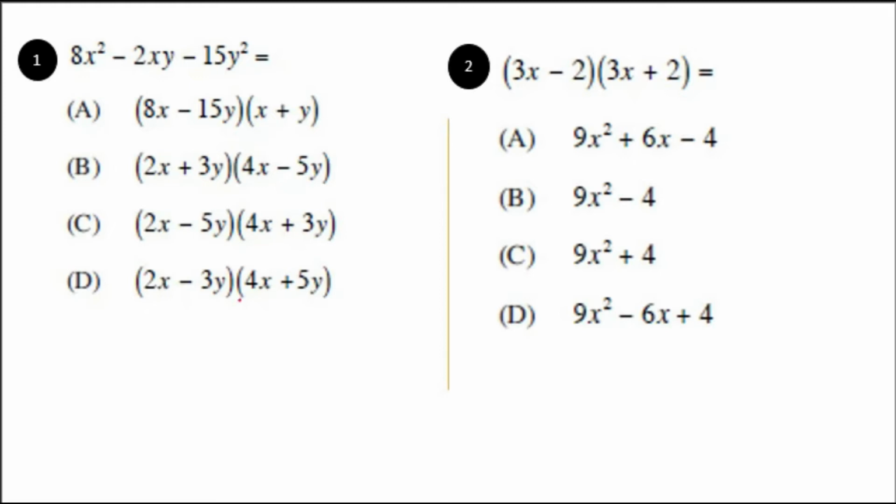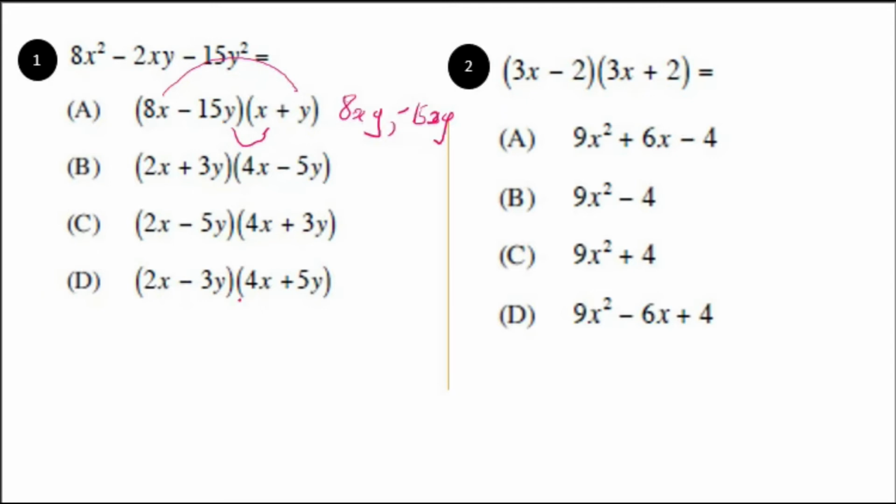The middle term, xy, is determined by the sum of these products. So we are going to examine those quickly. 8x times that will give us 8xy, and negative 15y and x give us negative 15xy. And this cannot give us a sum of negative 2xy. That is out. So we look at the others.